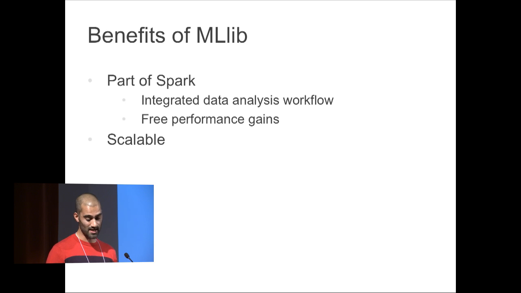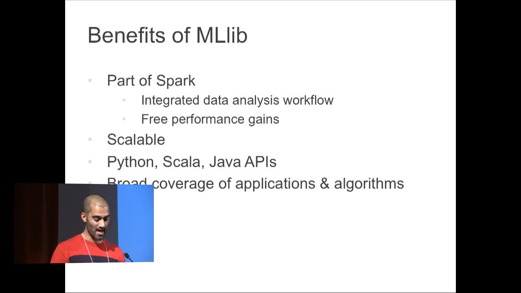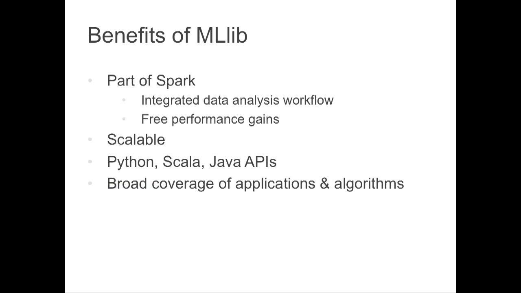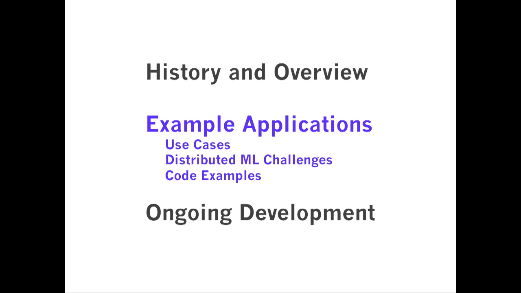All right, but beyond that, what we think is good about MLlib is, one, that it's scalable, and I'll show a result about that later. We support various common languages that people like to use. We have broad coverage of various applications and algorithms, some of which I mentioned before, and this list is rapidly growing. And we're rapidly improving in terms of speed, robustness, and the types of functionality that we're supporting. Okay, so that's an overview.